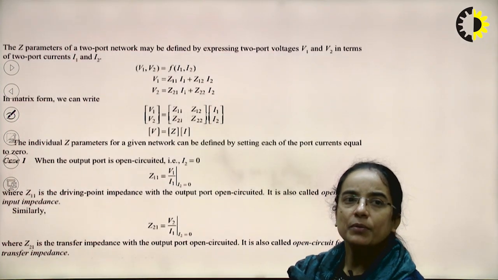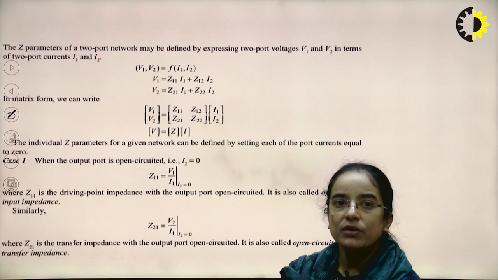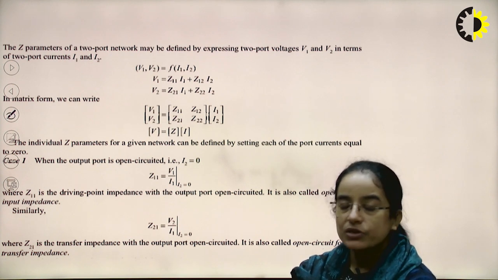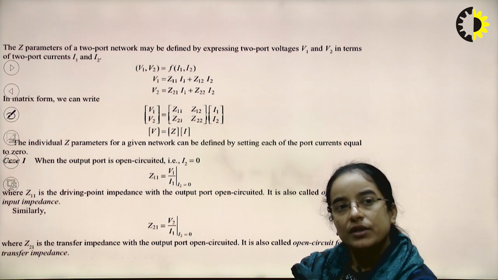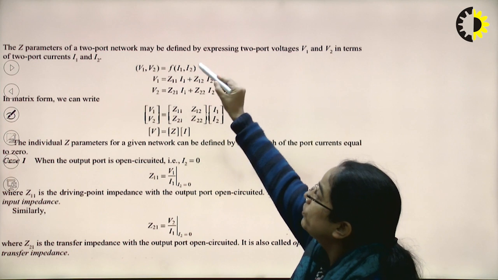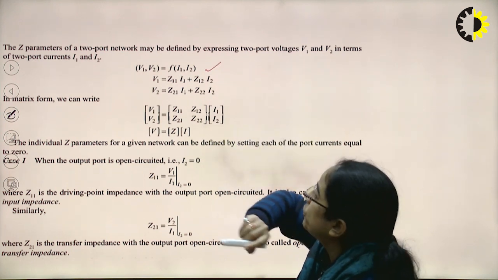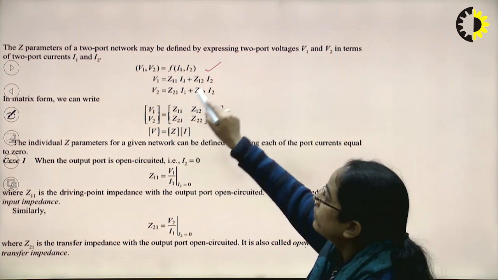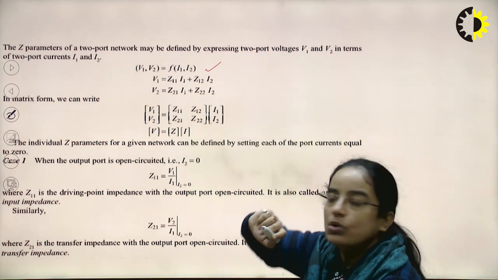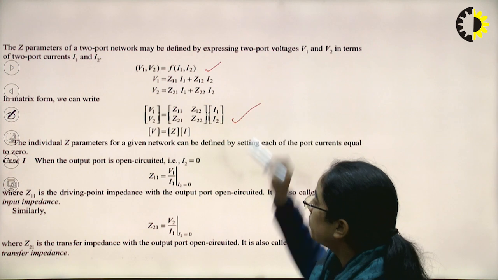So the Z parameters of a two-port network may be defined by expressing the two-port voltages V1 and V2 in terms of the two-port currents, that is I1 and I2. So V1, V2 will be functions of I1 and I2. Okay, so V1 equal to Z11 I1 plus Z12 I2 and V2 is Z21 I1 plus Z22 I2. So in matrix form, the equation can be written as this.